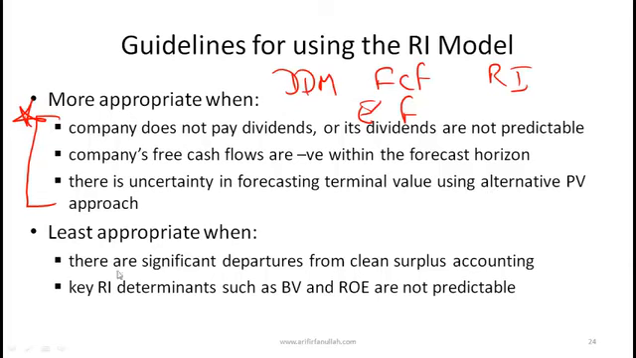It is less appropriate when there are significant departures from clean surplus accounting. So if most of your equity is because of OCI, then even though you make adjustments, there might be some issues. And if the key RI determinants, such as book value and ROE, are not predictable in the future, then again this model is not good.